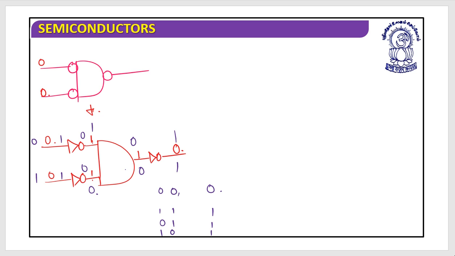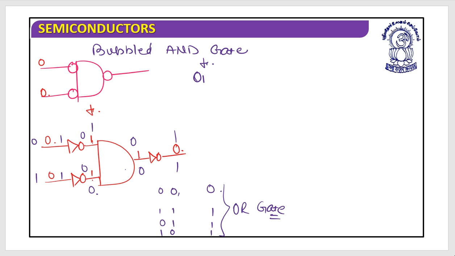So which truth table is it? This is the truth table of the OR gate. I hope this is clear. Is it clear? So this is the bubbled AND gate, which will behave for me as an OR gate.